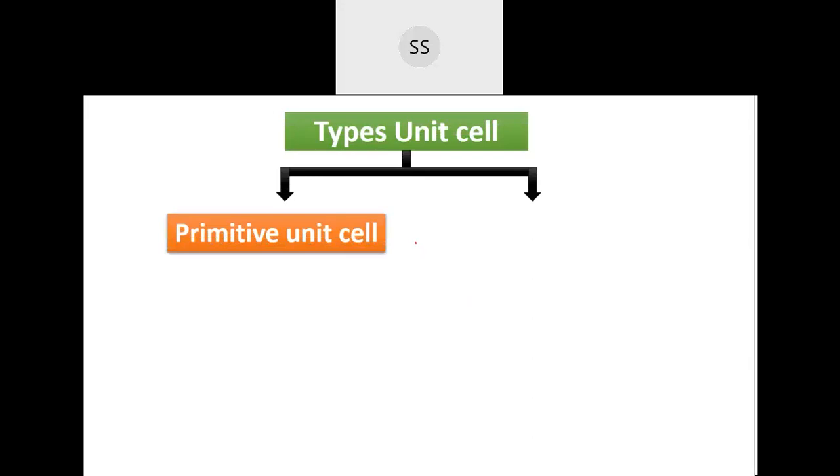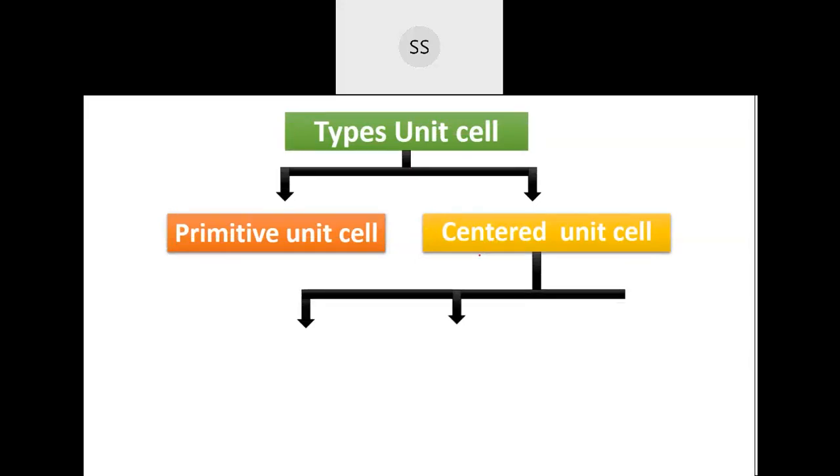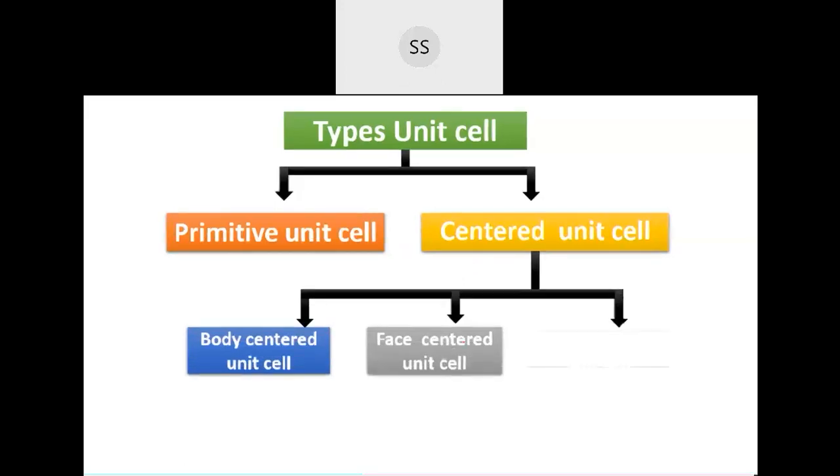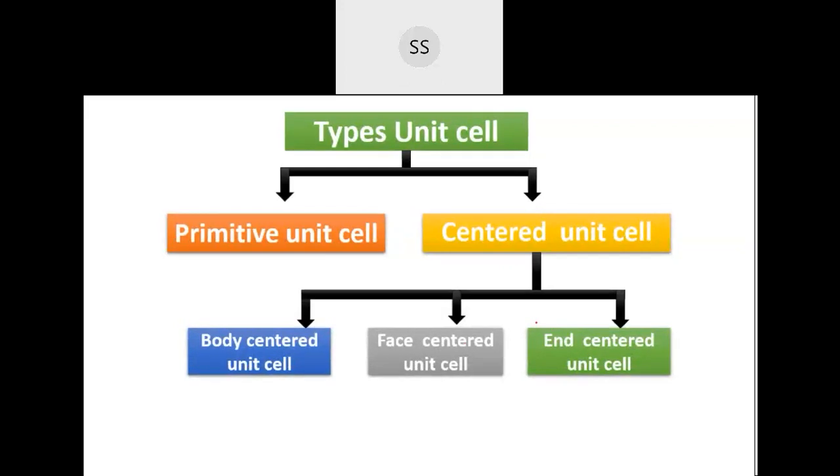Now I will move on to the types of unit cells. This type of unit cell is basically categorized into 2. One is the primitive unit cell and the other one is the centered unit cell. This is based on the way atoms are arranged. The centered unit cell is further divided into 3 categories: body centered unit cell, face centered unit cell, and the final one is end centered unit cell. These are the 3 different arrangements possible in a centered unit cell.